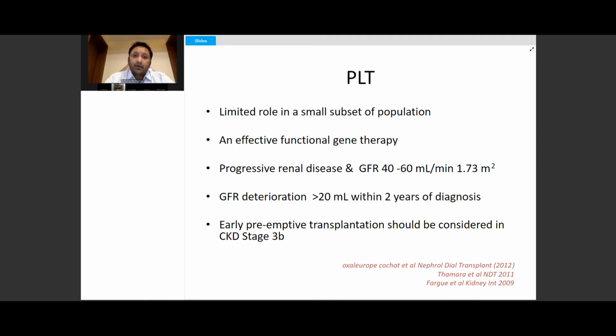In the progressive renal disease, with a GFR of 40 to 60 ml per minute per 1.73 meters square, you consider preemptive liver transplant. So how do you gauge the progressive renal disease in a moderate functioning kidneys? Any deterioration in the GFR more than 20 ml within 2 years of diagnosis is considered as a progressive renal disease. An early preemptive transplantation should be considered in CKD stage 3 patients.